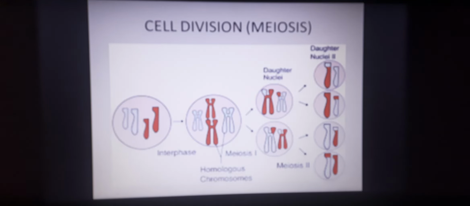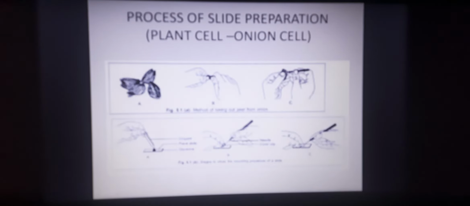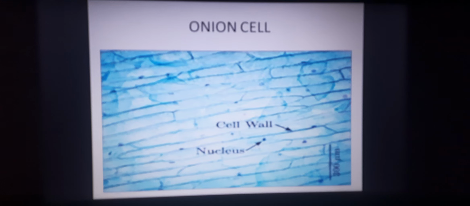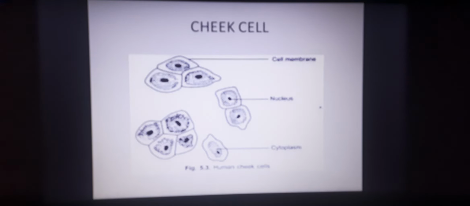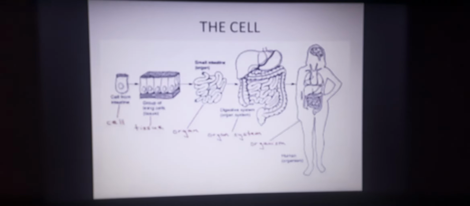Although these are not included in your syllabus, I will try to explain a little bit about mitosis and meiosis. Then today I will explain the practical also, that is how a plant cell, the onion cell, has to be prepared in the laboratory. Then the onion cell diagram, then the cheek cell, how a cheek cell is prepared, and the cheek cell structure. Up to this I will explain.